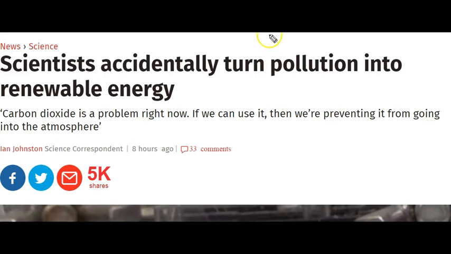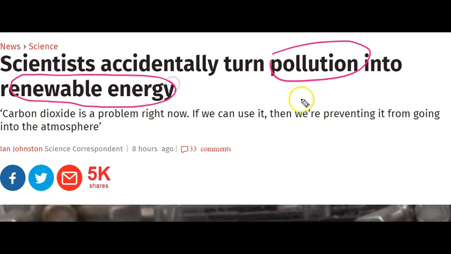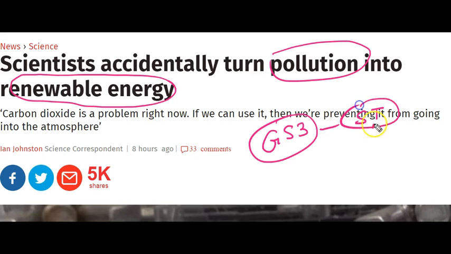Another topic that we are going to discuss is turning pollution into renewable energy. This topic is very important in GS paper 3 in the Science and Technology section. Within that, the application of nanotechnology, how it may change our life.